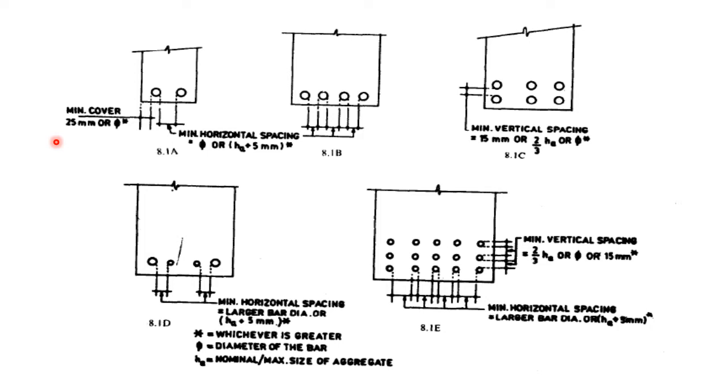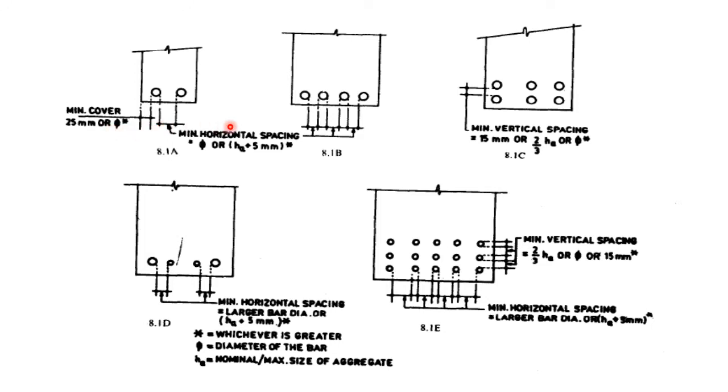Let me explain some codal provisions that we have to follow while placing the reinforcement. This figure will explain how we have to decide the minimum cover for the reinforcement. According to this, the cover should be the greater of 25 mm or the diameter of the bar that you have used for the continuous beam. Out of these two, whichever is greater has to be considered as the cover.